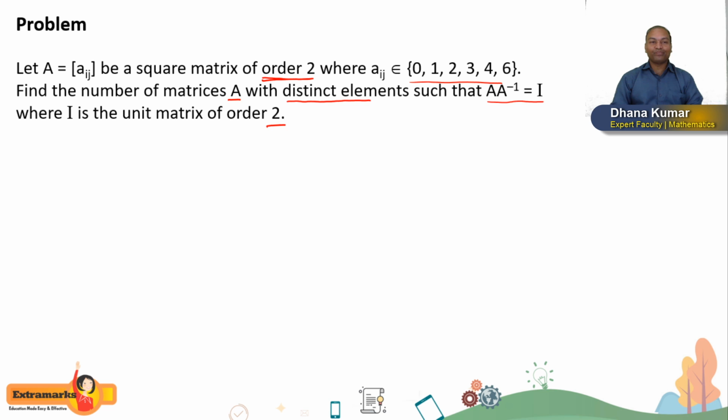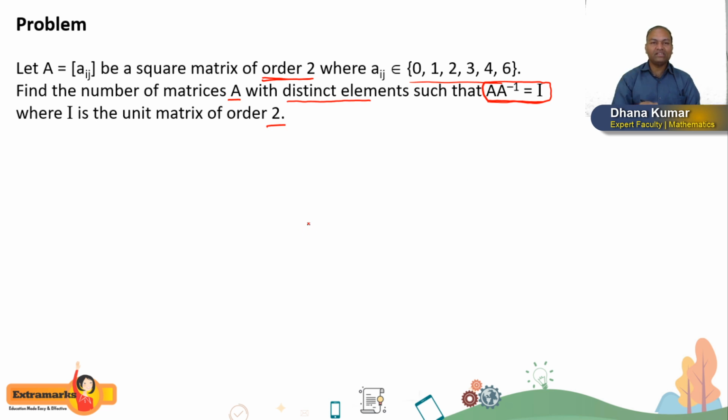Find the number of matrices A. How many matrices exist with different elements, and also the condition is what? A into A inverse is equal to I. Satisfying this condition, how many matrices are there? That is our question, right? So simple logic: blindly, if you take some A like 0, 1, 2, 3, then verification, next 1, 2, 3, if you are doing it manually, I think it is very difficult. Then how to do this?